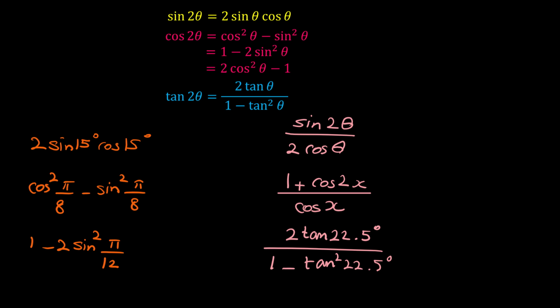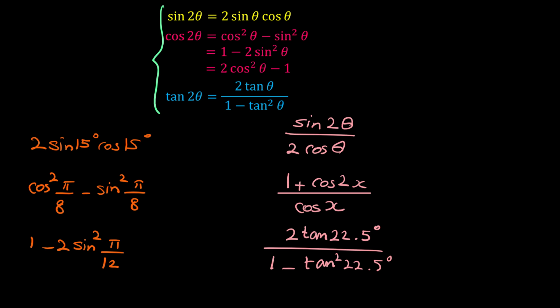In this video, we want to learn how we can use double angle identities for simplifying trigonometric expressions. Here we have a list of double angle identities. Sine of 2 theta is 2 sine theta cosine theta. Let us start with this one. Let's see how we can use this identity for simplifying trigonometric expressions.